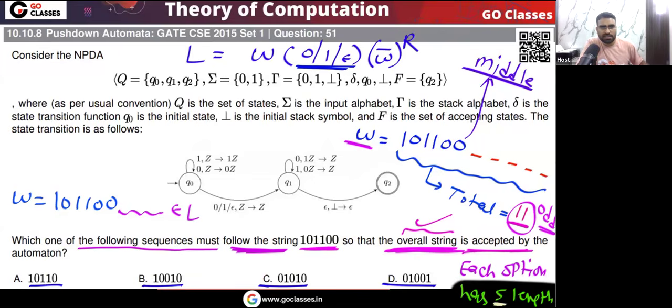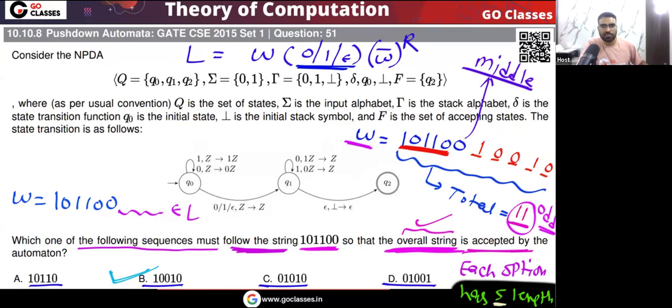Now tell me what will be the answer. If this is the middle symbol, then this is your W, then its complement reverse. Yes or no? First you do complement, then you reverse. So your answer will be 1, 0, 0, 1, 0. Answer will be option B.